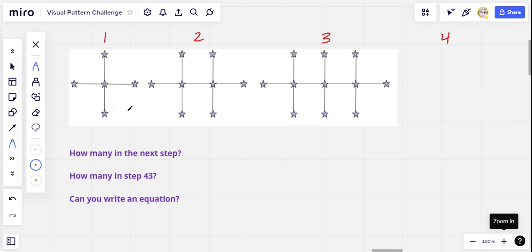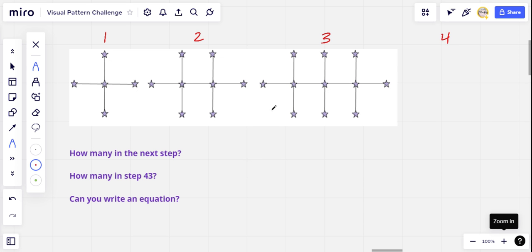Okay, so we've got this kind of plus sign with stars at the ends of the lines and also at the intersection. And then we get an extra sort of vertical line here with the stars at the ends and the intersections, and then another vertical line. Okay.